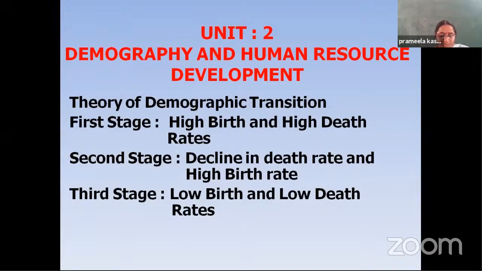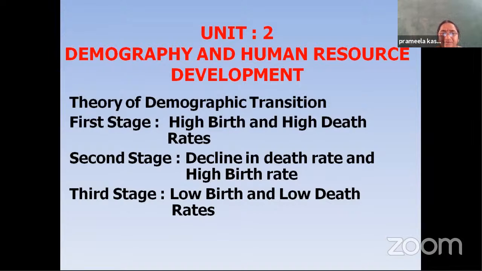If we go to demographic transition theory, it deals with the changes in birth rate and death rate on the growth rate of the population. So how the changes in birth and death rates affect the growth of population in the economy may be analyzed with the help of demographic transition theory. This theory was propounded by W.S. Thomson and F.W. Notestein. So they explain this theory in 3 stages.